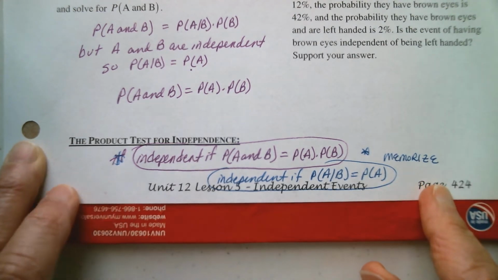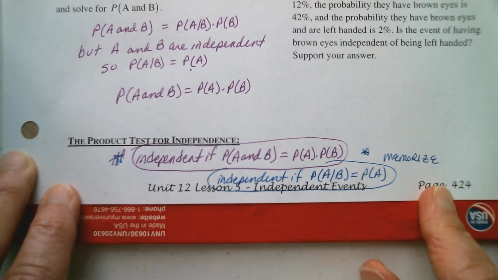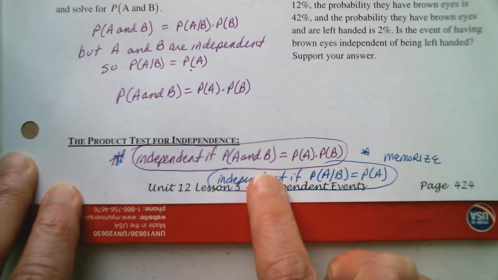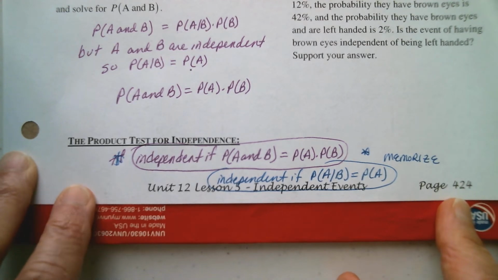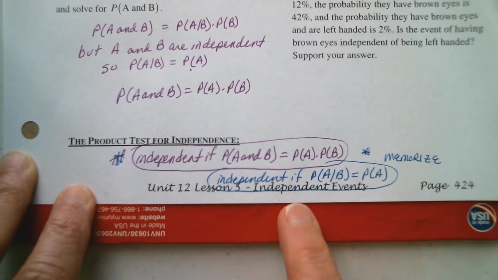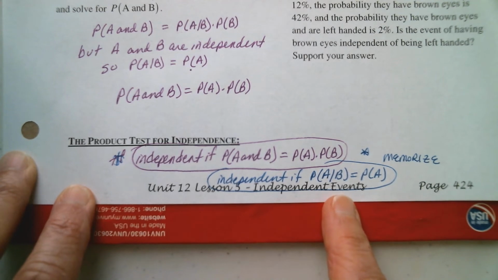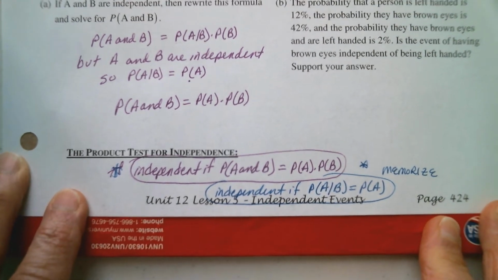So there's two ways of determining independence. Two events are independent if the probability of A and B is equal to the probability of A times the probability of B. Two events are independent if the probability of A given B equals the probability of A.